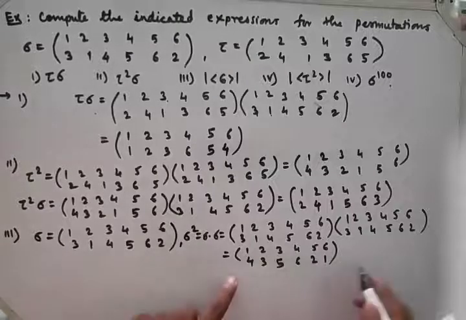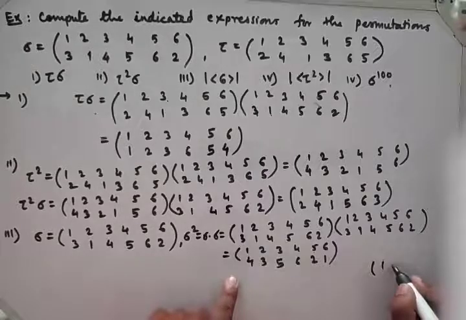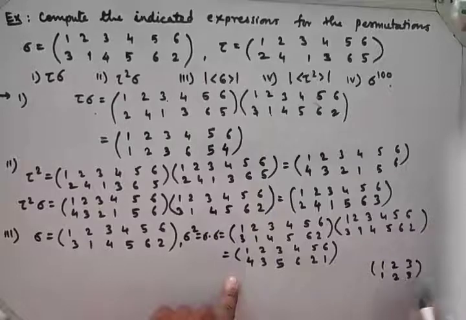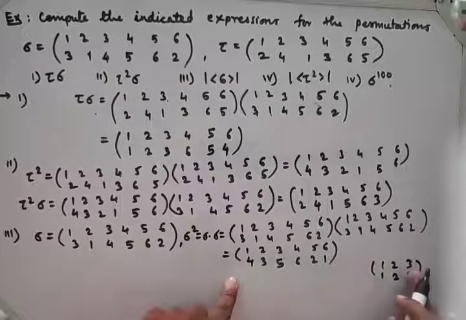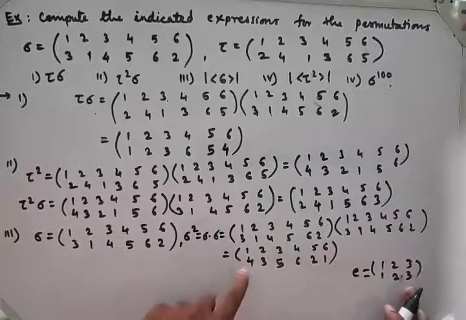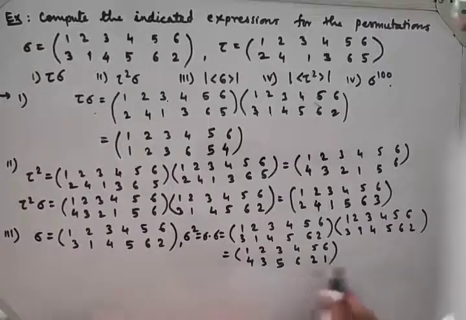When is it identity? Suppose we have 3 symbols, 1 2 3, then 1 goes to 1, 2 goes to 2, 3 goes to 3. That means identity, and then we say that this is an identity permutation, right? Here we don't get 1 goes to 1, 2 goes to 2, so this is not identity.